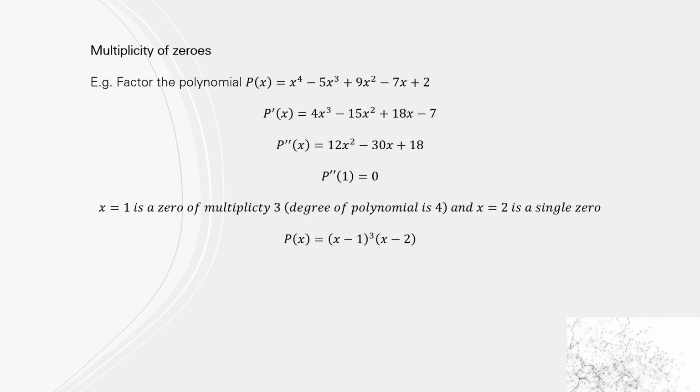So p double dash of x is equal to 12x squared minus 30x plus 18. When you sub it in again, you get it equal to 0 again. That means x equals 1 is a zero of multiplicity 3. And since it's a polynomial of degree 4 and the other one was x equals 2 as a single zero, we can't go any further anyway. So it'd be pointless. So that means that p of x is equal to x minus 1 cubed, x minus 2.